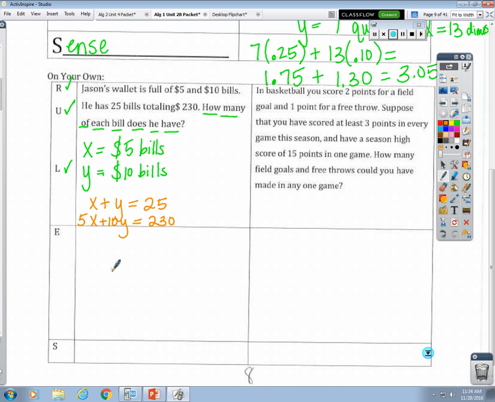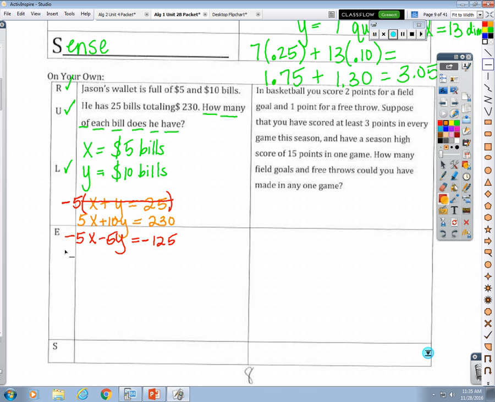Okay, so now, are we ready to eliminate one of these right away? No. What needs to be done? Okay, if I multiply this by negative 5, then those would cross out. But I have to multiply everything by negative 5, not just the x. So that becomes negative 5x minus 5y equals negative 125. Okay, does everybody see how I got that equation by multiplying this one by negative 5? Okay, so now this one is useless because we changed it by multiplying it by negative 5 and it became this. So now I'm ready to eliminate.